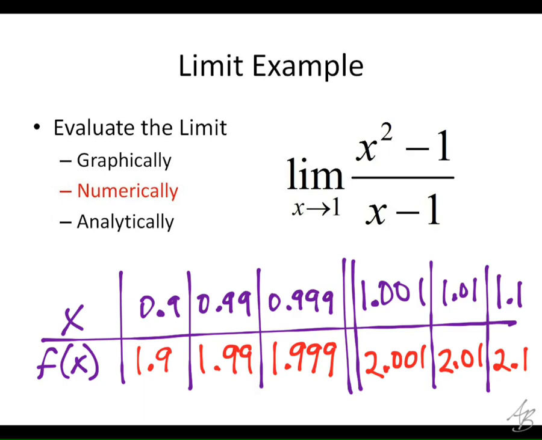So you can see that we're getting numbers that are really, really close to 2. And even though we can't put 2 in, we know that the closer the number is to 1 that we put in, the closer the number will be to 2 that we get out. Does that make sense? So looking at the numbers here, what would you say this limit's equal to? 2.